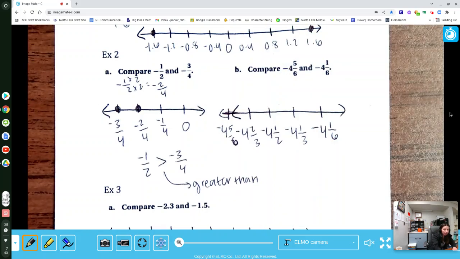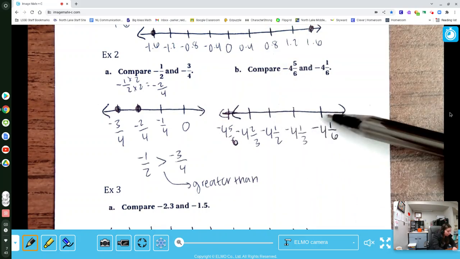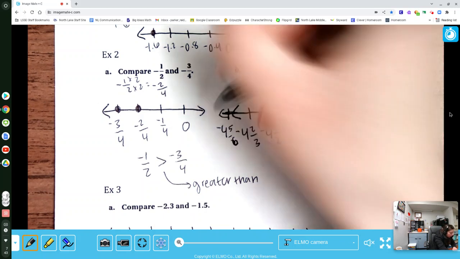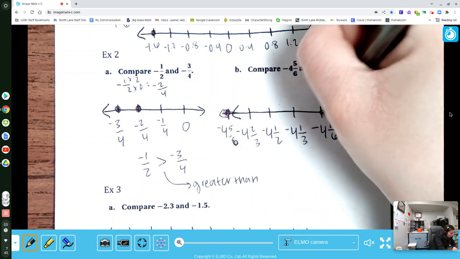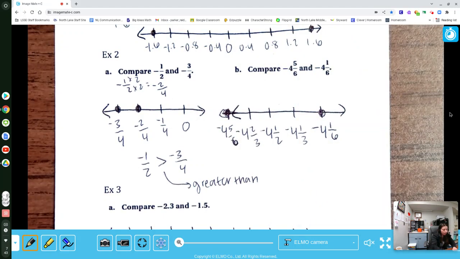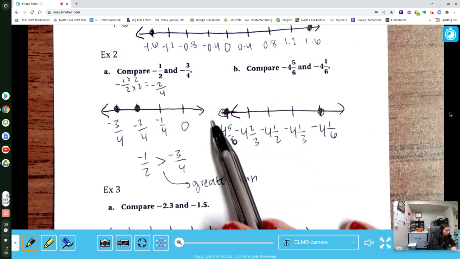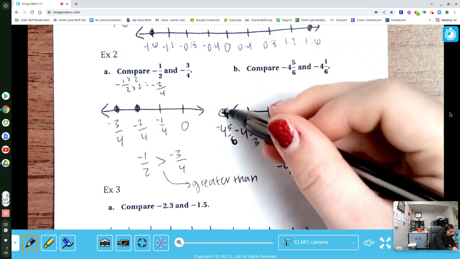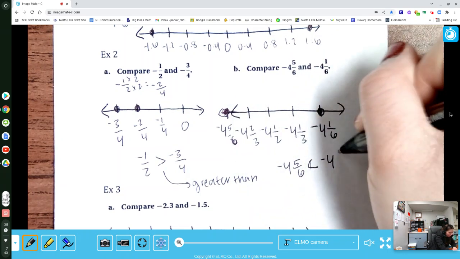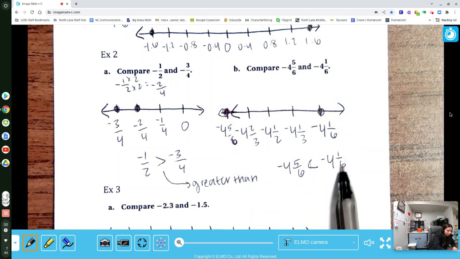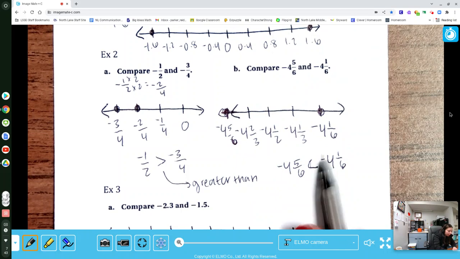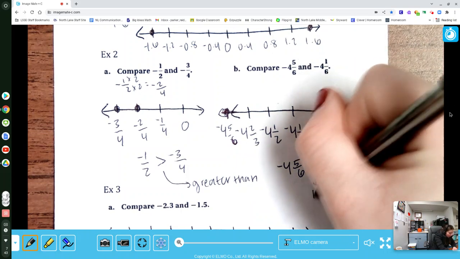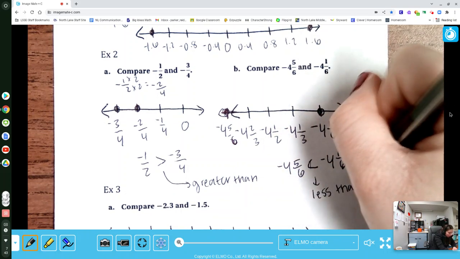All right, so we were counting by negative 1/6. We're going to plot our two different numbers, negative 4 and 5/6 here, negative 4 and 1/6 there. And again, remember on a number line, anything to the right is greater than anything to the left. So that means that negative 4 and 5/6, which is right here, is actually less than negative 4 and 1/6. Again, this means less than because it's eating this one over here. So negative 4 and 5/6 is less than negative 4 and 1/6.